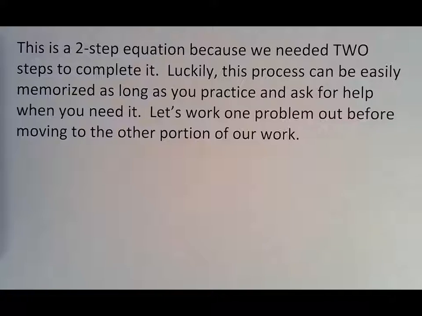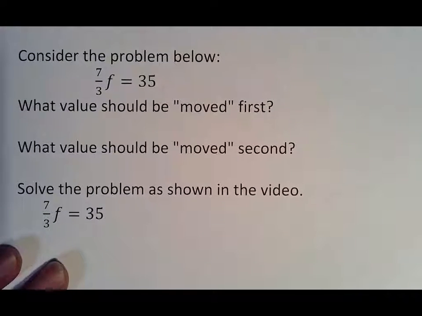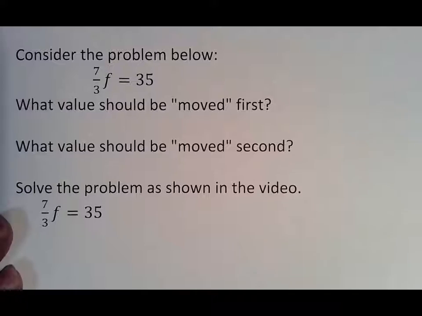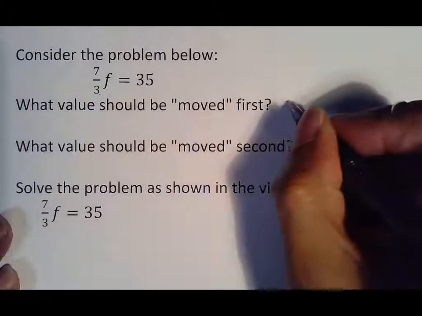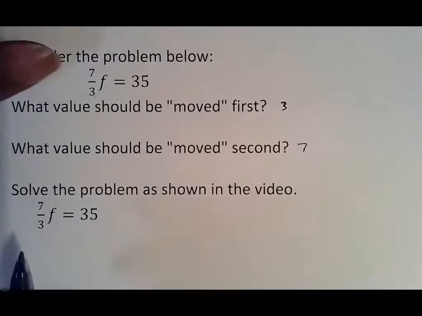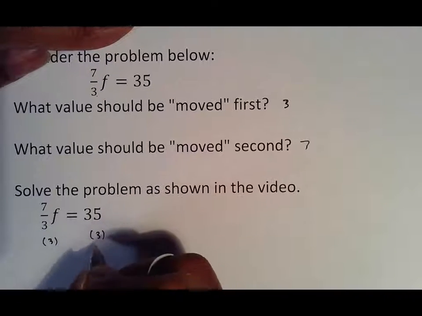So let's work on one problem before moving to the other portion of our work real fast. So in this problem again, what value should be moved first? I'm not going to ask anymore who's connected. There's no reason for that. 7 and 3 are connected. But remember, we moved the bottom value first, so 3 should go first, and therefore 7 should go second. So how do you move the 3? If it's divided by 3, that means we should do times 3 here and times 3 there.